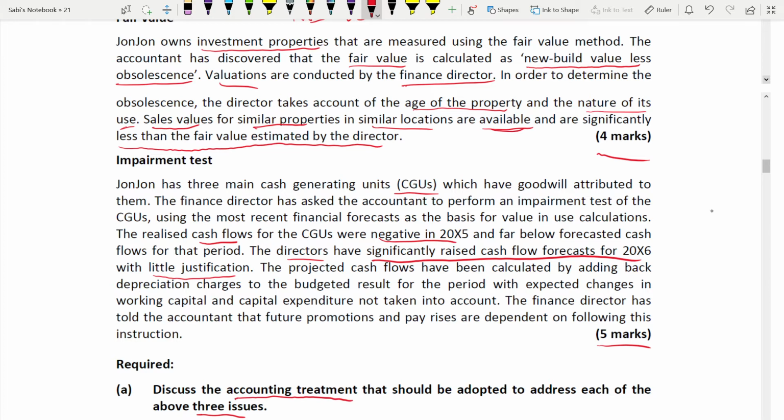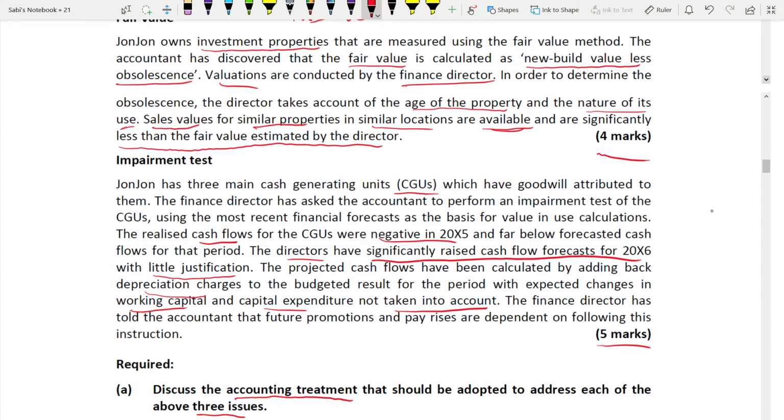The projected cash flows have been calculated by adding back depreciation charges to the budgeted result for the period, with expected changes in the working capital and capital expenditure not taken into account. They have added back the depreciation charge, but the changes in the working capital and the capital expenditure are not taken into account. But you have to take this into account.